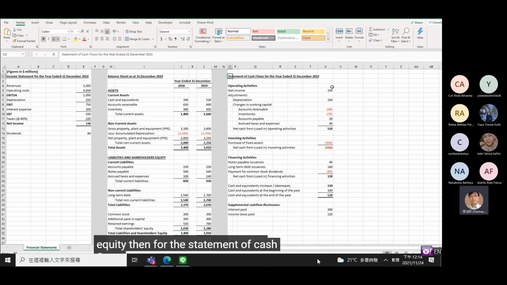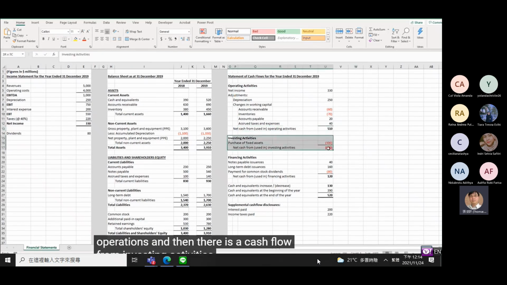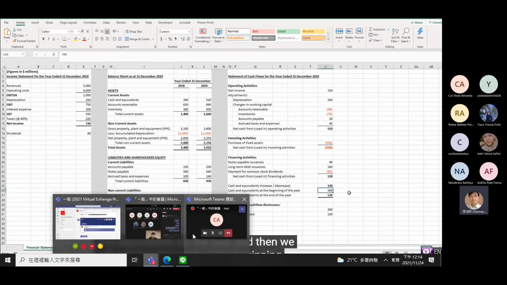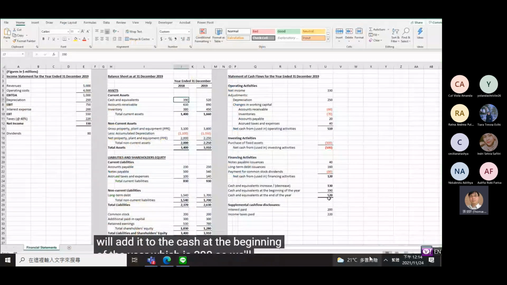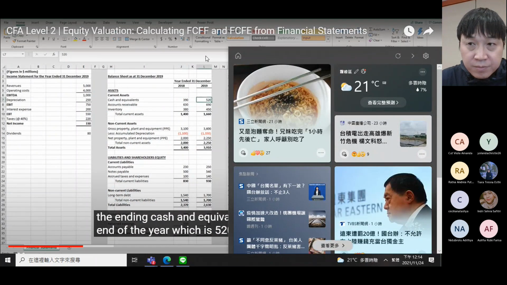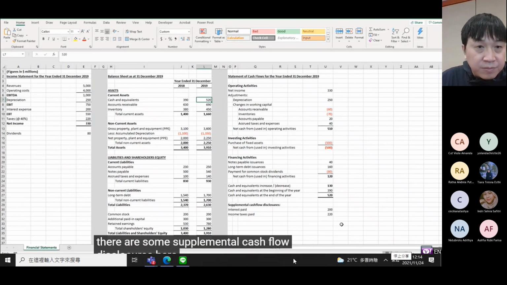Then for the statement of cash flows, this is a reconciliation from net income to net cash flow from operations. And then there is a cash flow from investing activities and cash flow from financing activities. And then we will calculate the change in the cash and equivalents for the year. And then we'll add it to the cash at the beginning of the year, which is 390. So we'll get the ending cash and equivalents at the end of the year, which is 520. And then there are some supplemental cash flow disclosures here.